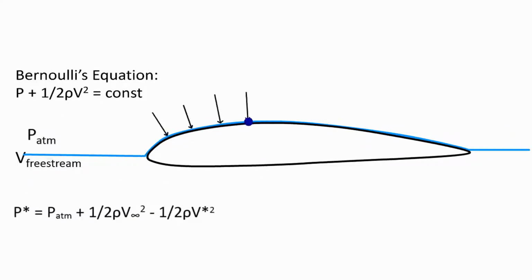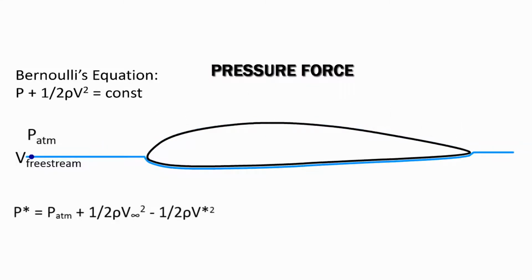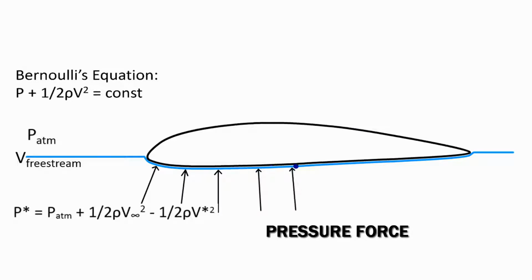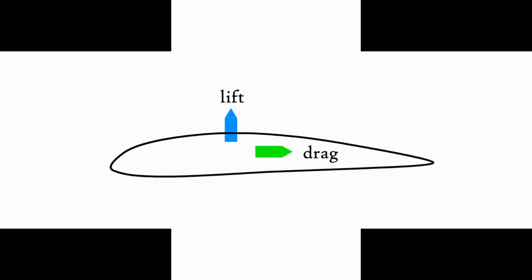So with Bernoulli's equation, we can extend this concept to calculate the pressure along the entire top surface of the airfoil. If we then integrate this pressure distribution over the top of the airfoil, we can determine the value of the pressure force acting on the top surface. We can apply the same idea to determine the pressure force along the bottom surface of the airfoil.